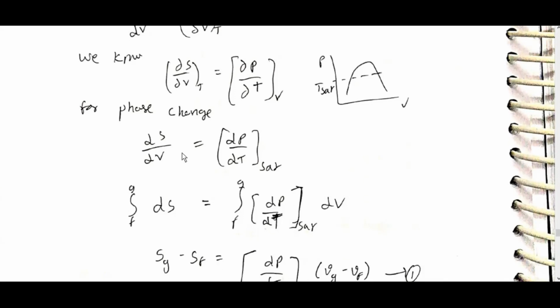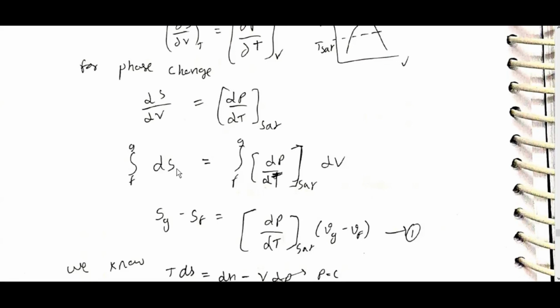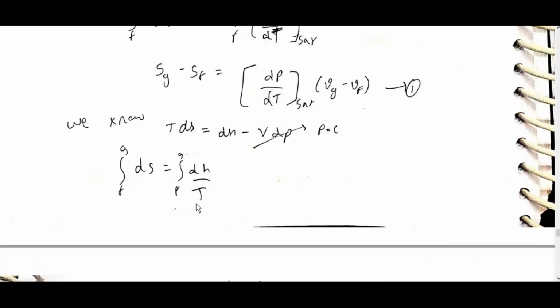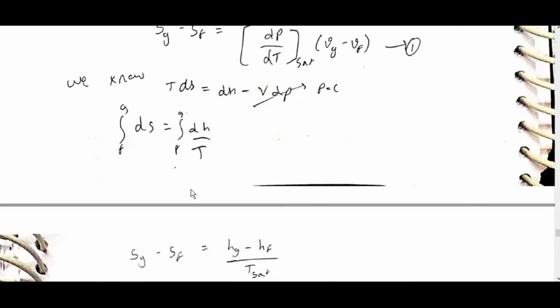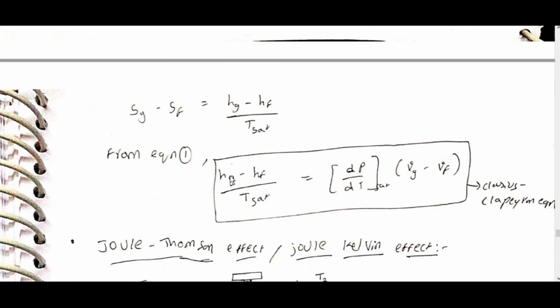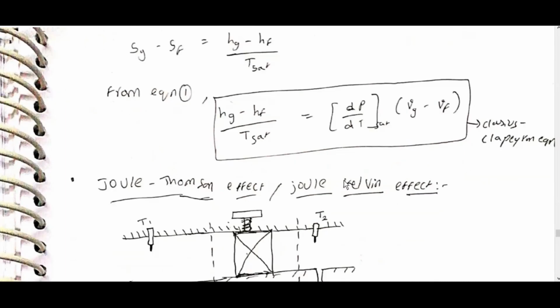For phase change, dS by dV is equal to dP by dT at saturation. Integral f to g dS is equal to integral f to g dP by dT at saturation into dV. Sg minus Sf is equal to dP by dT saturation into Vg minus Vf. We know TdS is equal to dH minus VdP. P is constant, so this is 0. Integral f to g dS is equal to integral f to g dH by T. Sg minus Sf is equal to Hg minus Hf by Tsat. From equation 1, Hg minus Hf by Tsat is equal to dP by dT at saturation into Vg minus Vf. This is the Clausius-Clapeyron equation.